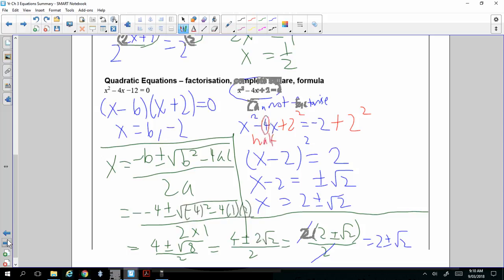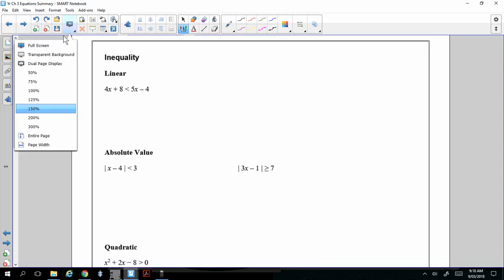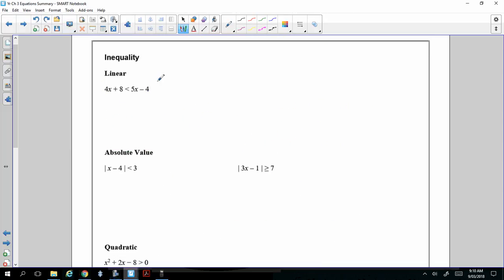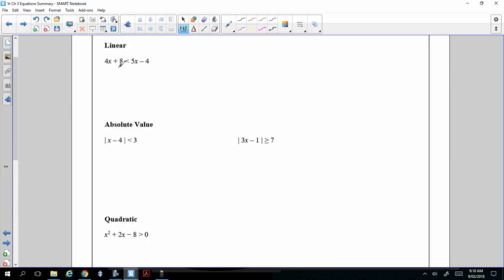Next one, inequality. So again, with inequality, there are like 3 types there, right? There's the absolute value inequality, linear inequality, the easiest, and the quadratic inequality. They are all solved in slightly different ways. Okay, let's start with the easiest one, which is the linear inequality.